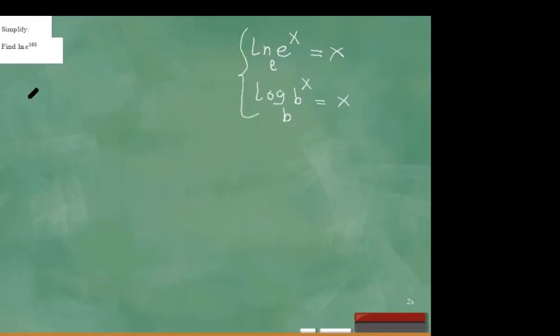So in this case, they're asking you what's natural log of e to the power of 100. So we know the base of natural log is e. According to this property, this whole thing would be equal to just 100.